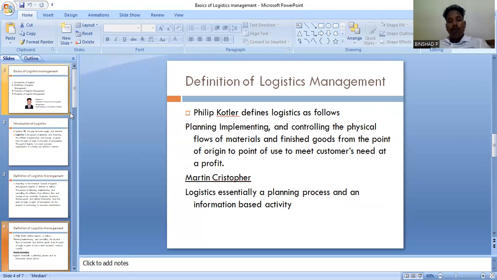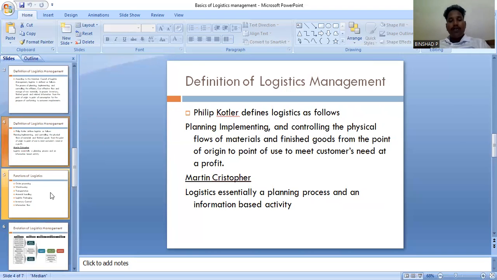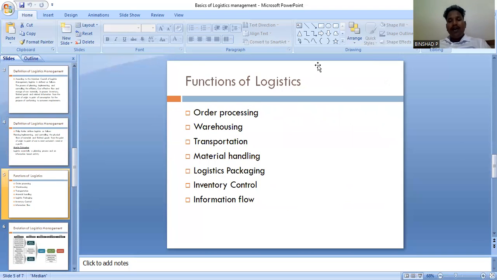Next, I would like to go into the various functions of logistics management. Order processing is the first function, and the others are warehousing, transportation, material handling, logistics packaging, inventory control, and information flow. These are the major functions of logistics. Now we've got an idea what functions they're doing. The last one is information flow.